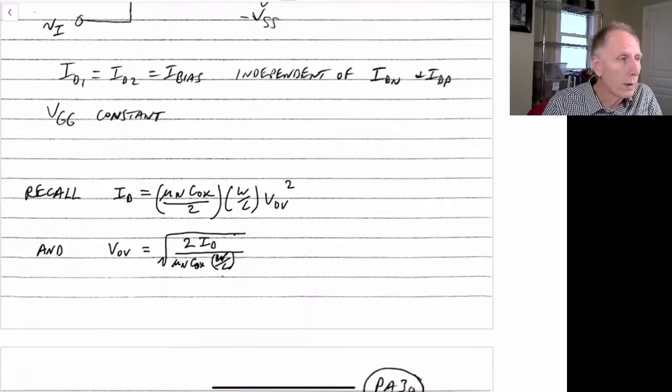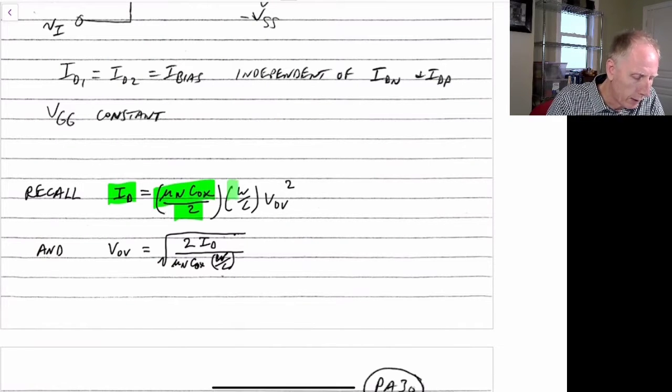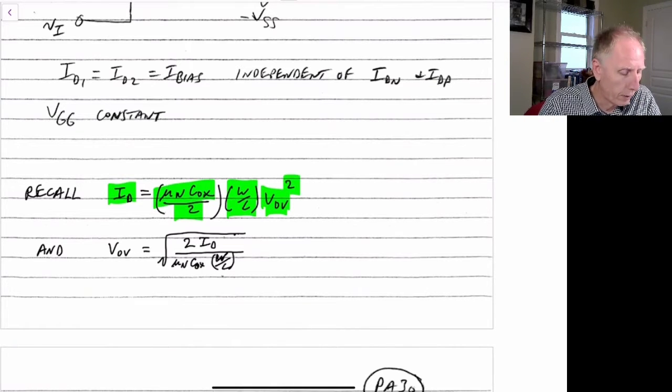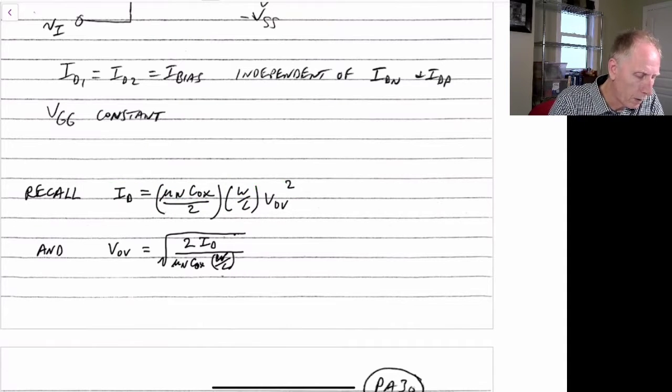I want to recall the formula for a transistor in the active region, or a saturated transistor in MOSFET world. ID is equal to mu n Cox over 2 times the width over length times V overdrive squared, and we'll ignore the output impedance for this part of the analysis. We can rewrite that and say that the overdrive voltage is equal to the square root of 2ID divided by mu n Cox times the width over length.